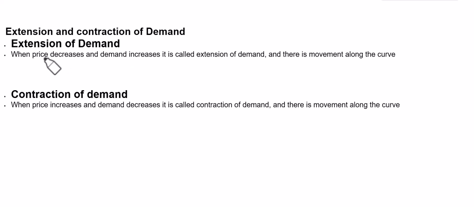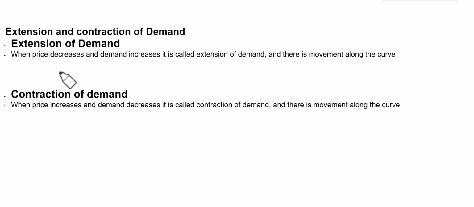In our today's lecture, we are going to discuss the difference between extension and contraction of demand. Basically, extension means when price decreases and demand increases, it is called extension of demand. And contraction means when price increases and demand decreases, it is called contraction of demand.